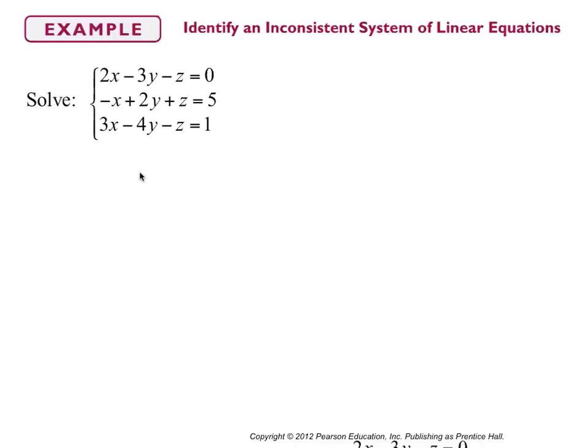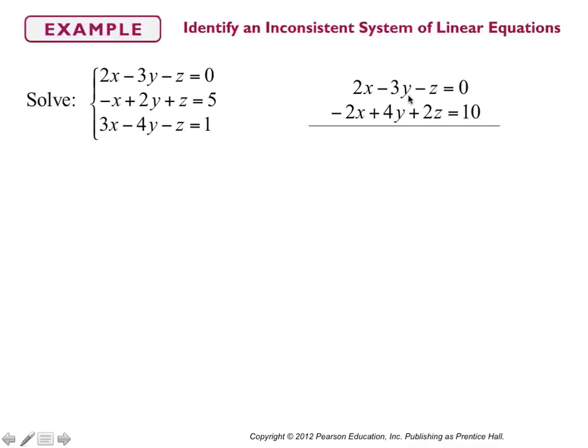Okay, now we want to identify inconsistent systems of equations containing 3 variables. So let's say we have something like this: 2x minus 3y minus z equals 0, negative x plus 2y plus z equals 5, and 3x minus 4y minus z equals 1. So we want to use kind of the same tactic that we used for the last one. If you look at equations 1 and 2, it's going to be pretty easy to eliminate your x's by multiplying your second equation by 2. So we take the second equation and multiply by 2, and we're left with negative 2x plus 4y plus 2z equals 10. And we have our same first original equation.